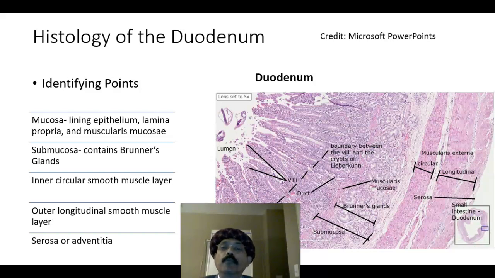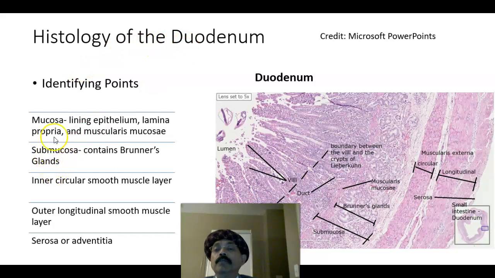Today I will discuss the histology of the duodenum. The duodenum is a part of the small intestine. The first part of the small intestine is called the duodenum, and it has the following identifying points. Like other parts of the small intestine, we have mucosa, submucosa, an inner circular smooth muscle layer, an outer longitudinal muscle layer, and in the first part of the duodenum we also get the serous layer.